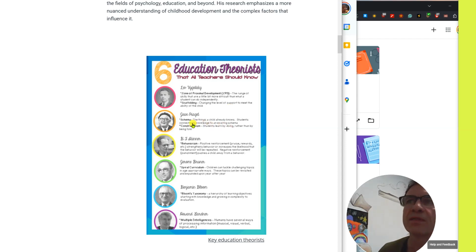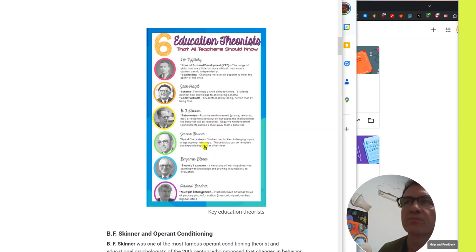Piaget, schema. Connect what the students already know. Obviously, you want to check their base knowledge and build from that. Constructivism. Learn by doing rather than being told, especially children. Skinner, behaviorism. Of course, this can be simple praise, like well done, good work, rewards, points, prizes. Teamwork helps reinforce this rather than individual work, especially for your projects.